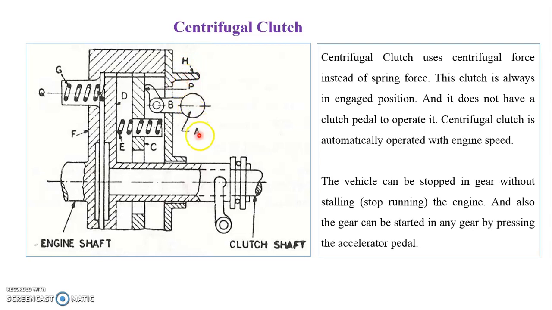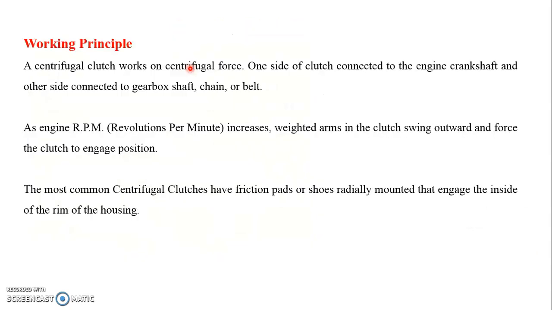So A is a weight, B is a bell crank lever, C is a pressure plate, D is a clutch plate, F is a flywheel, E is a spring to transmit the force from C to D, G is a spring that keeps the clutch in disengaged position at low engine RPM, for example below 600 RPM. H is a stopper. So in this manner, the centrifugal clutch is actuated. That is the working of centrifugal force.